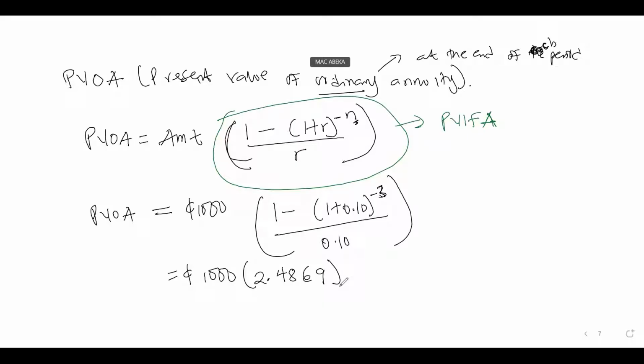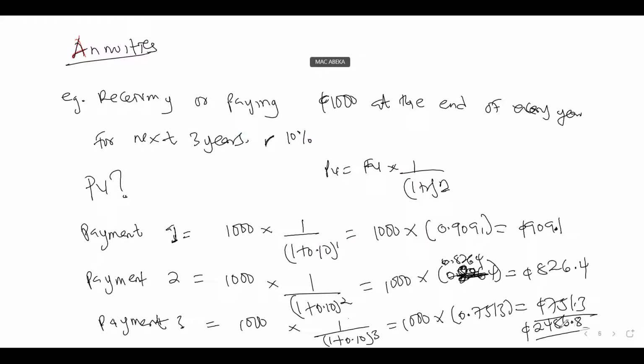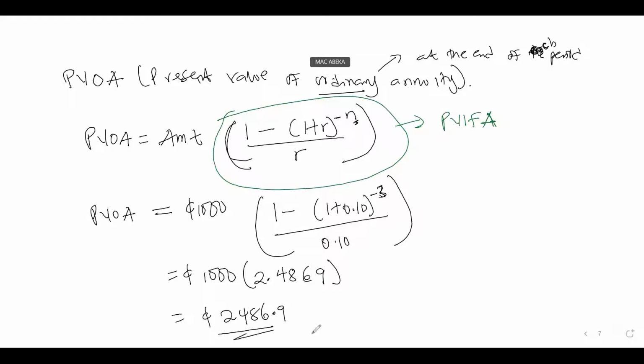Some people may be wondering how many decimal places we leave for these factors. Please, the ideal is 4 decimal places. So when you multiply this by 1,000, you get 2,486.9. Like the same answer we had here. You get this?